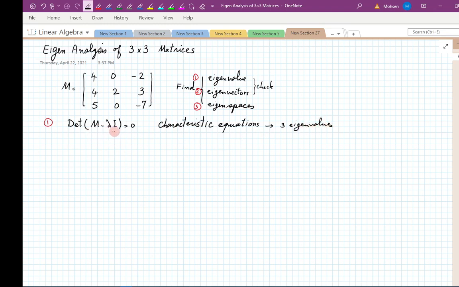Well, how does this go? Lambda I means lambda times identity. That is to be subtracted from the diagonal entries. That's easy to do. The determinant of 4 minus lambda, 0, minus 2; 4, 2 minus lambda, 3; 5, 0, minus 7 minus lambda. That whole thing, we want to find out. Set it equal to 0.